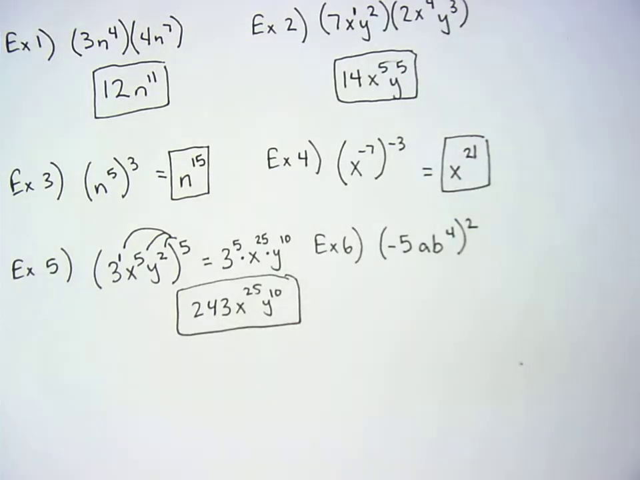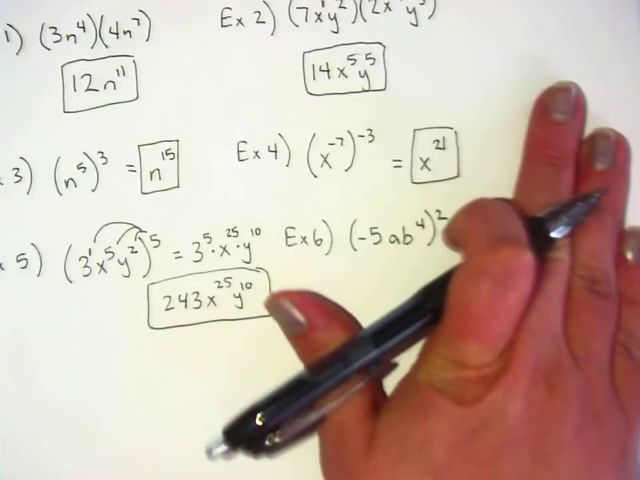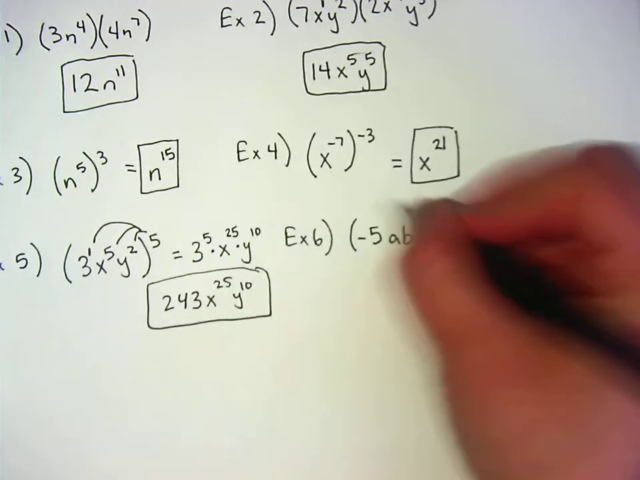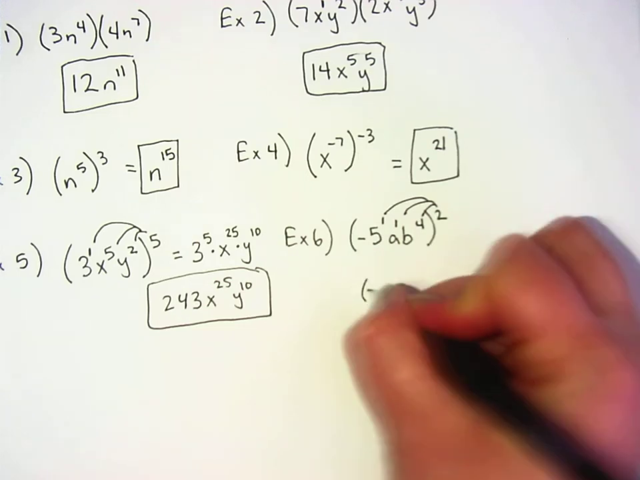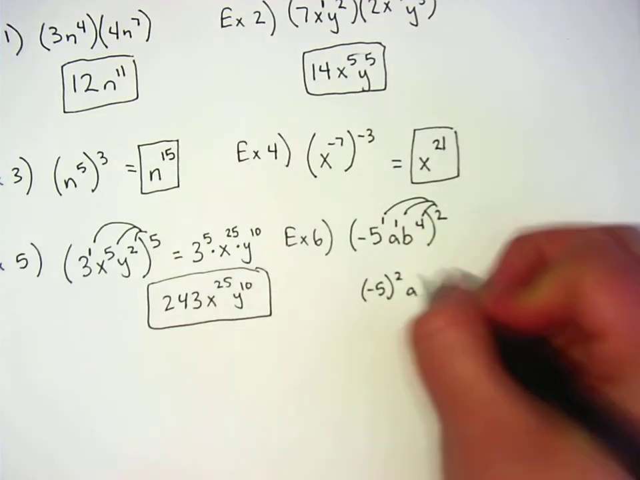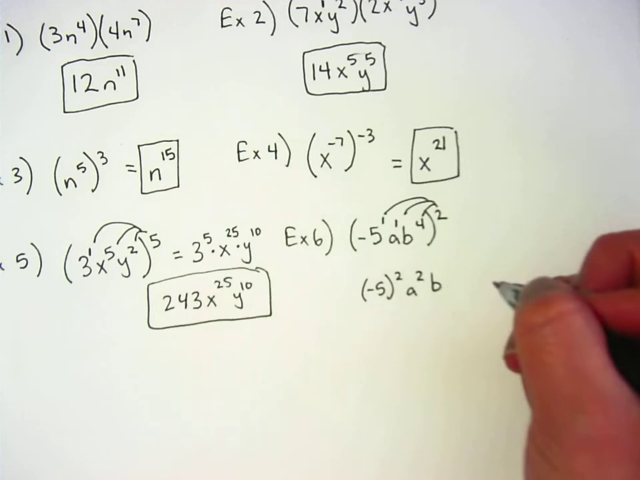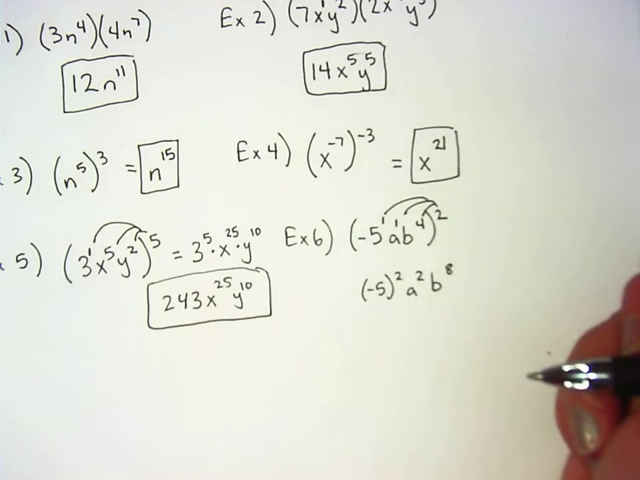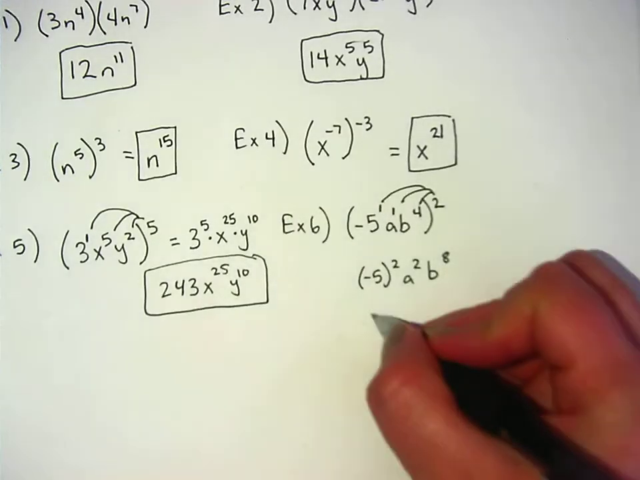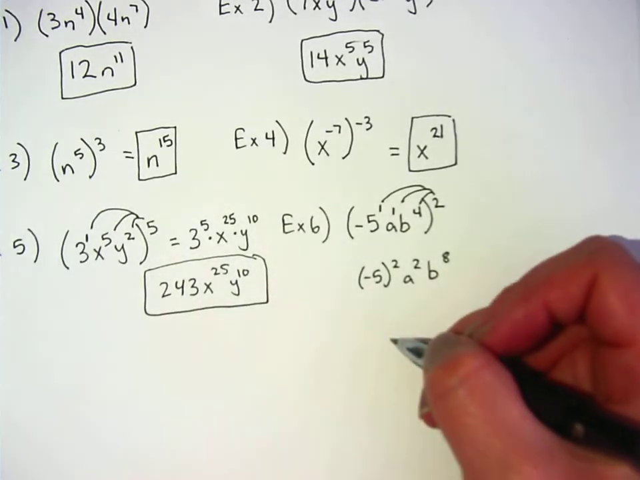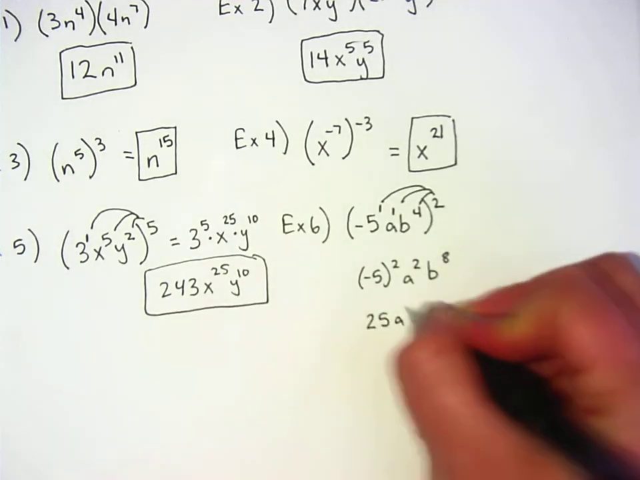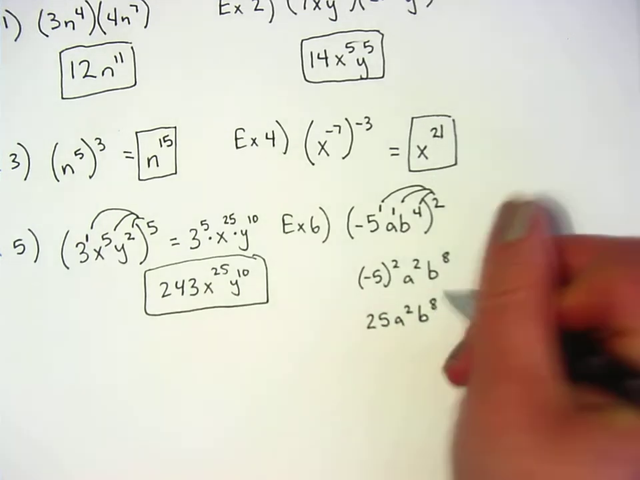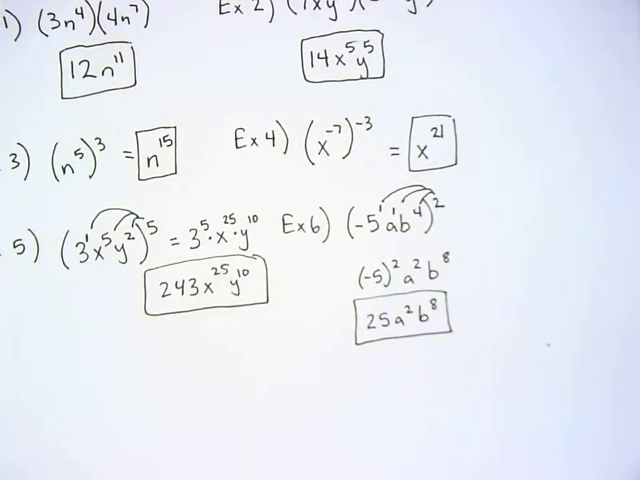Six. Yes. All right. So you've got to distribute the exponent, where it will end up -5 to the second, a to the second. I'm going to put -5 in parentheses. -5 squared, yep, a squared, b to the 8th power. And then you can do the -5 squared, which is 25. What's -5 times -5? 25. And then a squared and then b to the 8th. Beautiful. Nice job. Get a prize.